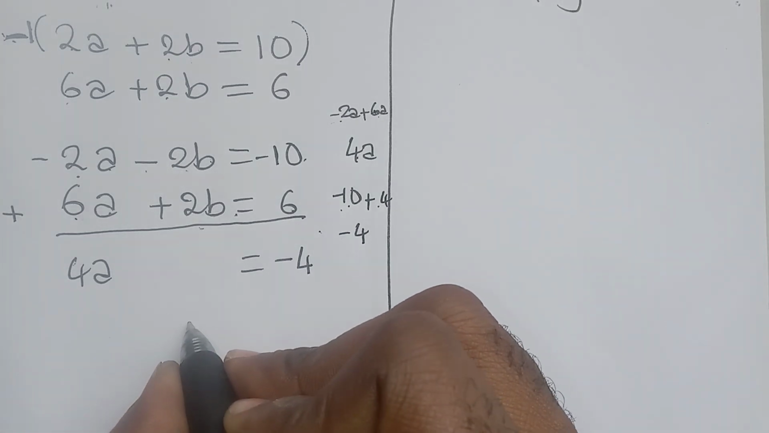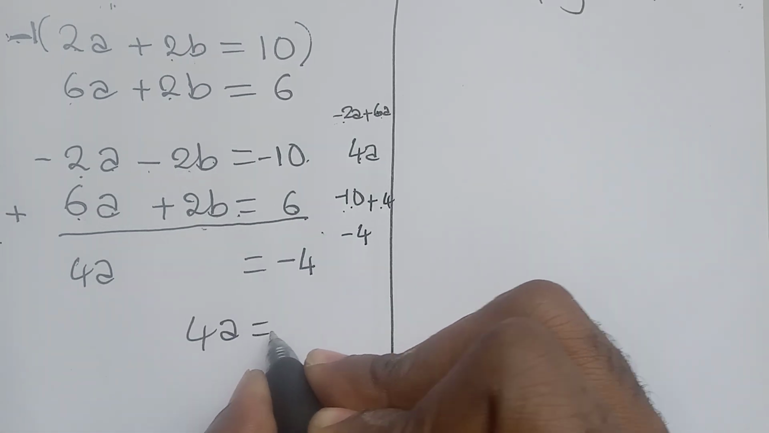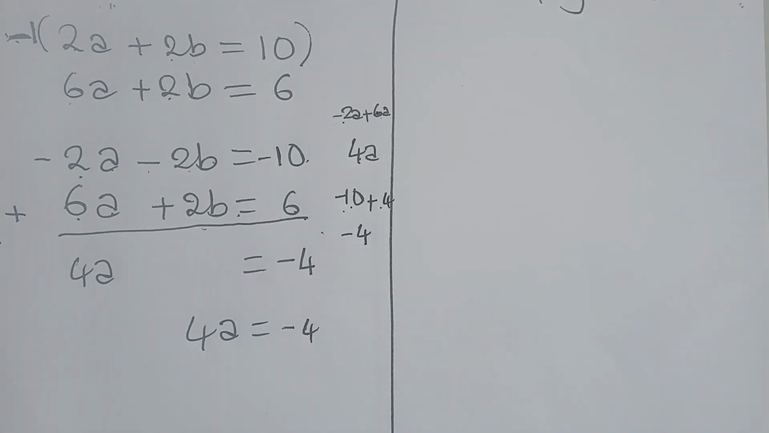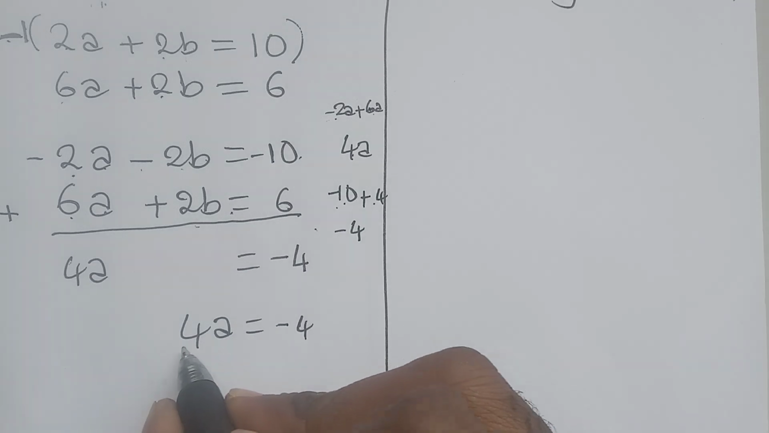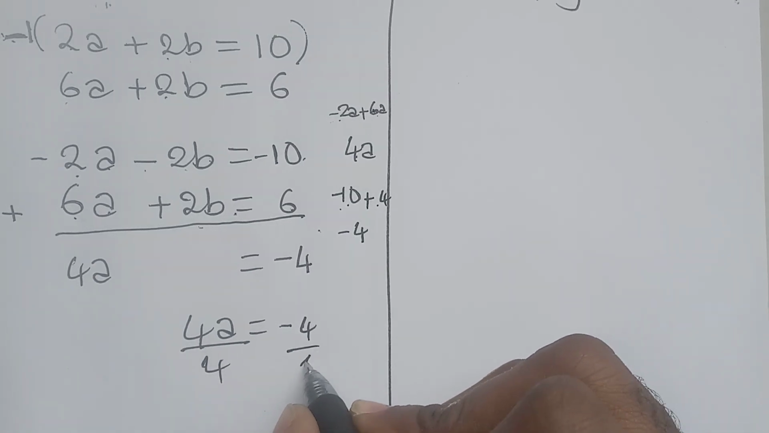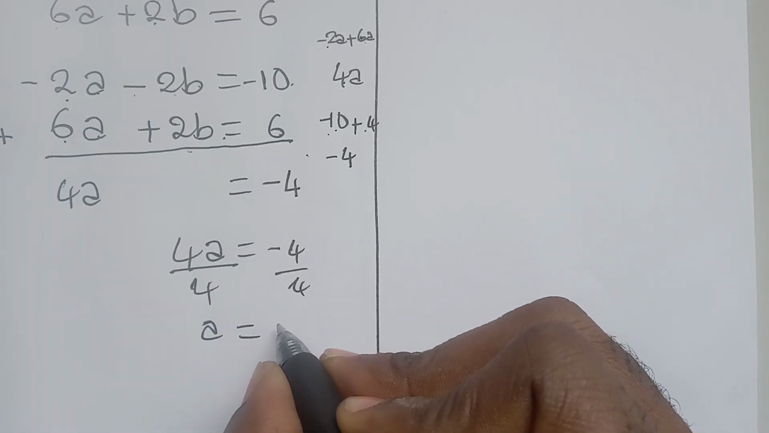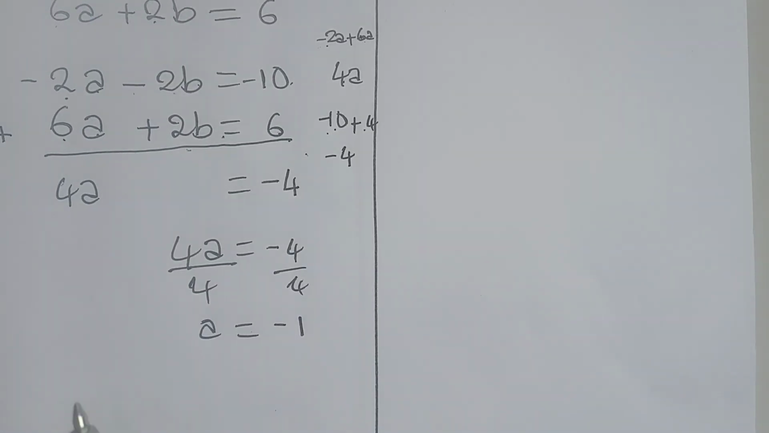So now you have 4a is the same as negative 4. To solve for a, you can simply divide both sides by 4, and then your a will therefore be negative 1. And you are done on the part of the a.